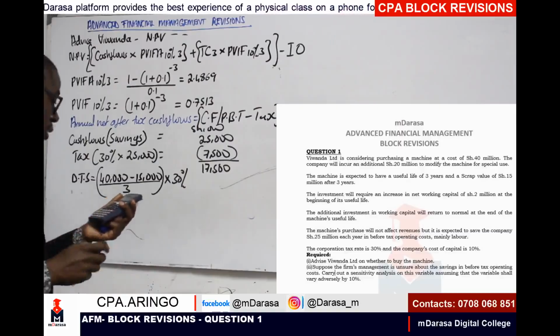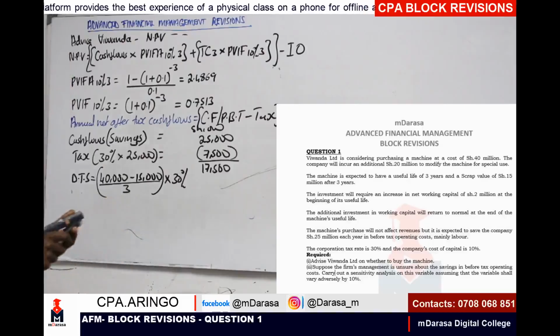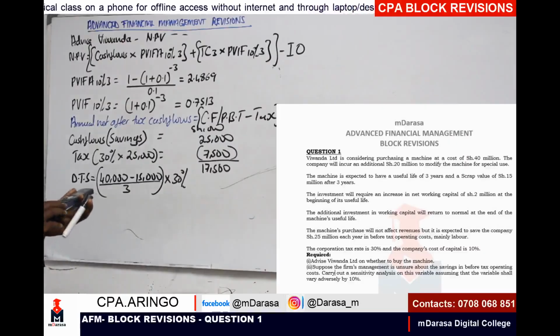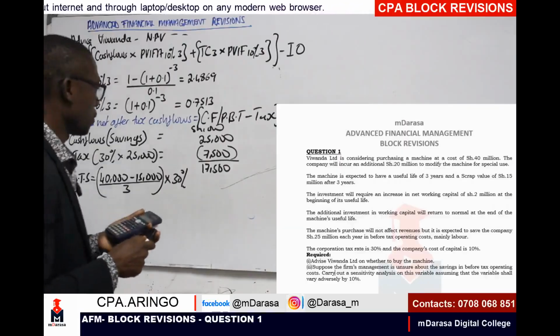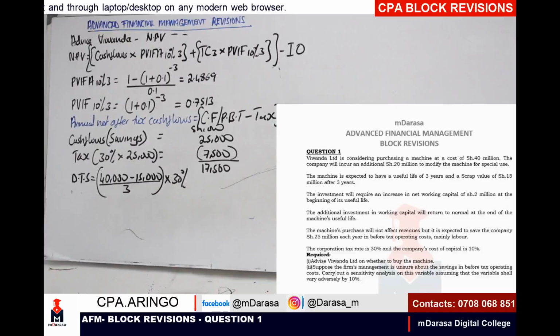This should give us a figure of, that is times 30%. So we have multiplied by 30. So that is 40,000 minus 15 divided by 3 times 0.3 should give us 2,500. That is the figure that I'm getting. You can confirm. We are getting a figure, of course, of that much.